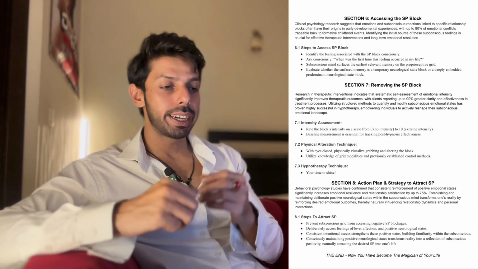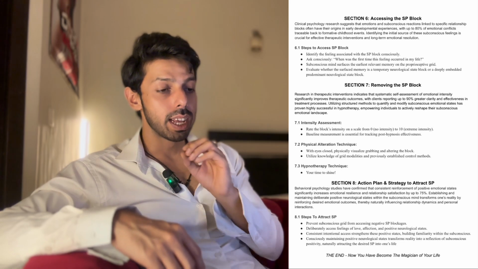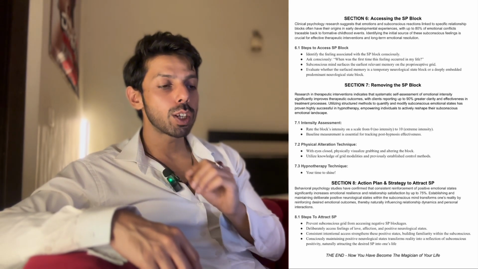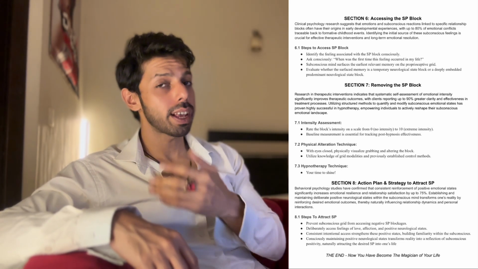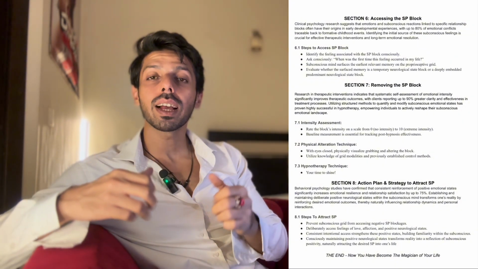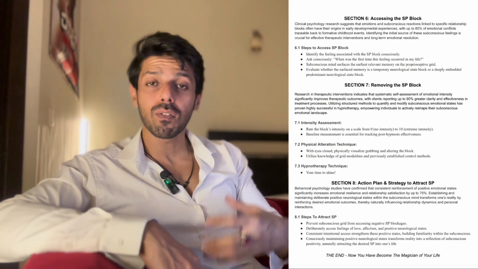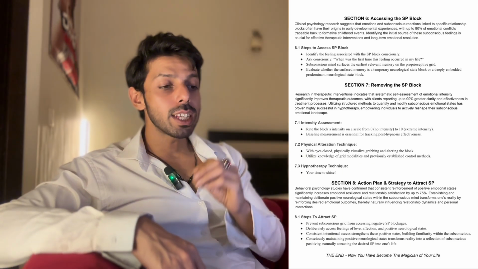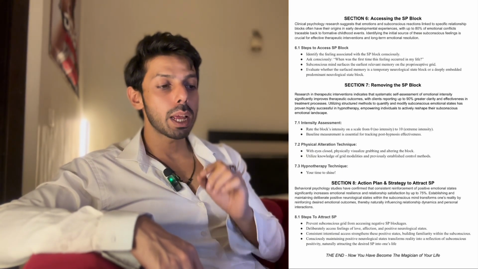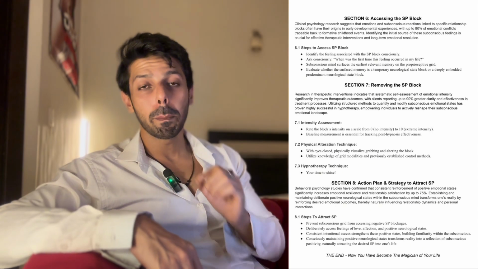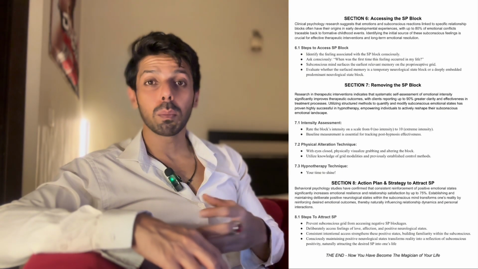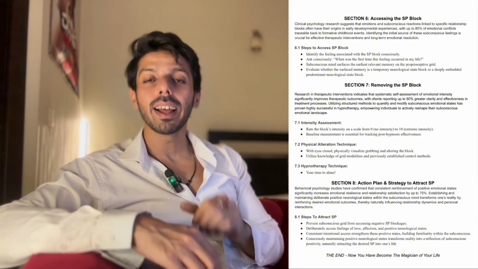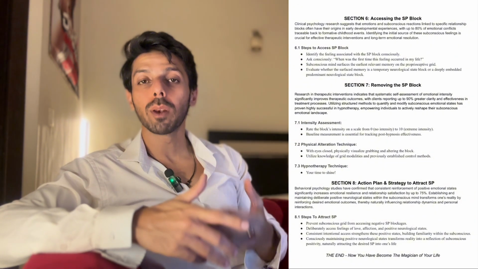Physical alteration technique. Now, how do we do this? With eyes closed, physically visualize grabbing and altering the block. Exactly what we have learned: we can alter any kind of image by physical action. So we need to get our physical body involved in the process. It's really, really important. Utilize knowledge of grid modalities and previously established control methods. So we need to understand the modalities of our proprioceptive grid, and that's how we can remove the block.